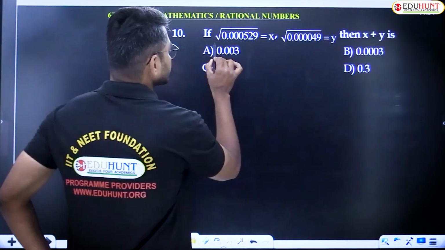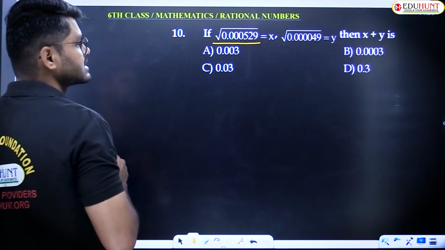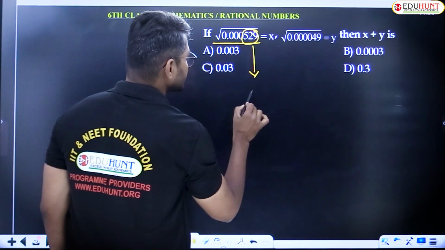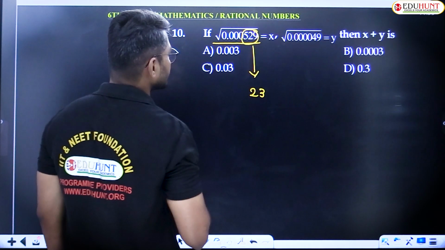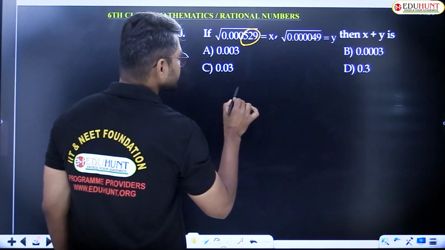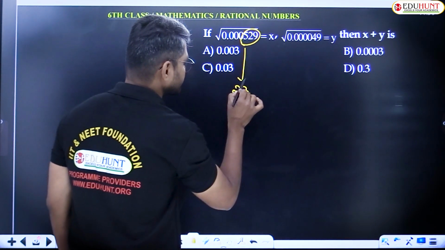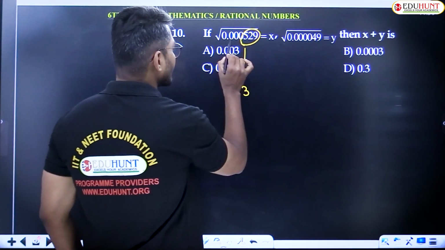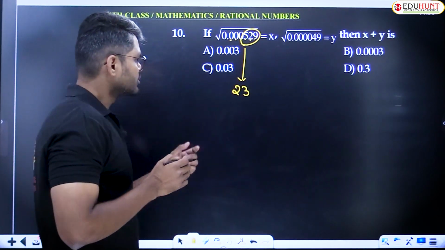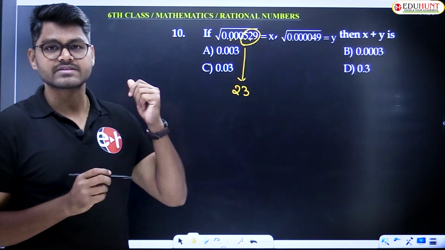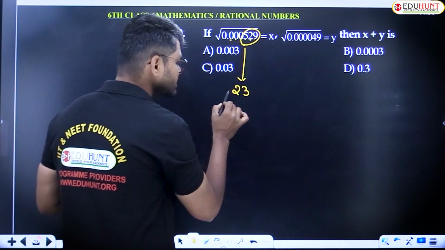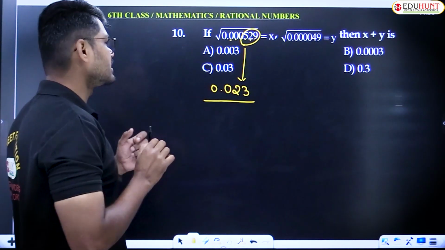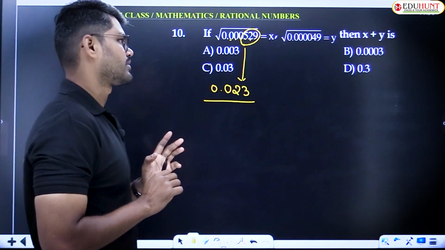Let's see the next one. Square root of this is equal to x, square root of this is equal to y, then x plus y is equal to. Okay. Square root of 529 is 23. How many digits are there in the perfect square number? 1, 2, 3, 4, 5, 6. So there must be 3 digits in the square root of that number. Already 2 digits are completed. Just keep a 0 and 0. 0.023 is the square root of this number.